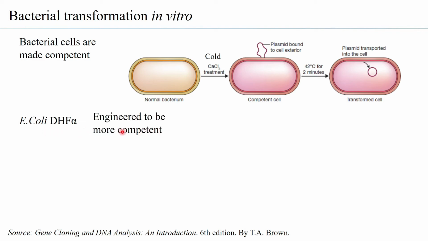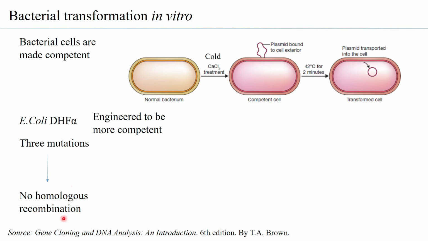So, the engineering has been done to make this E. coli more competent. There are three mutations that are carried out in E. coli to lead to formation of E. coli DH5 alpha. What are the three mutations? One mutation is in a gene that enables homologous recombination, and so when that gene is mutated, one doesn't observe homologous recombination.